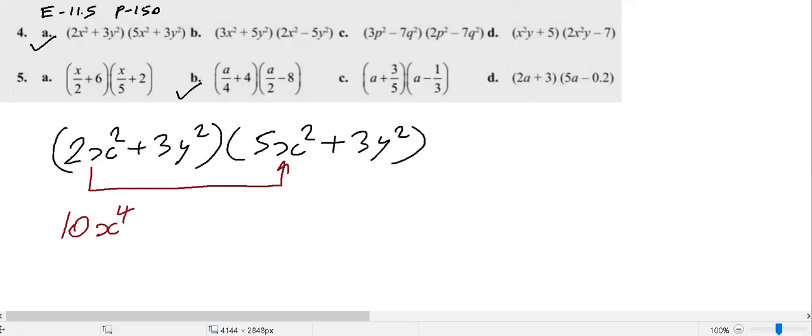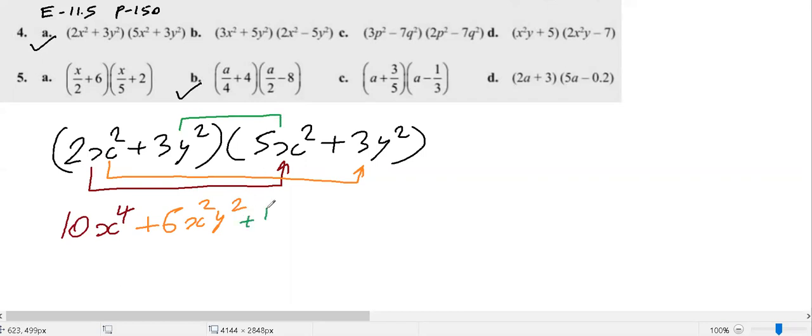Then I will multiply this 2x square with this. So what will I get? 2 into 3 is 6. X square into y square is x square y square. Then I will multiply 3y square with 5x square. I will get 3 5s are 15. Y square into x square is x square y square.